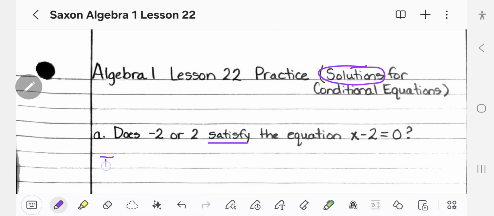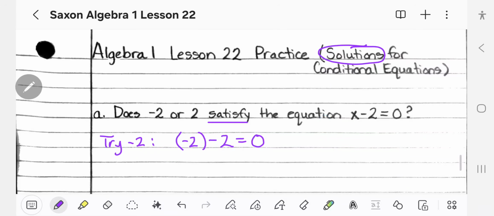So let's try negative 2. We're going to copy down the equation, but we're going to put parentheses in for the variable. And then we're going to substitute the negative 2. Negative 2 minus 2 is like negative 2 plus a negative 2. Does that equal 0? Negative 2 plus negative 2 is negative 4.